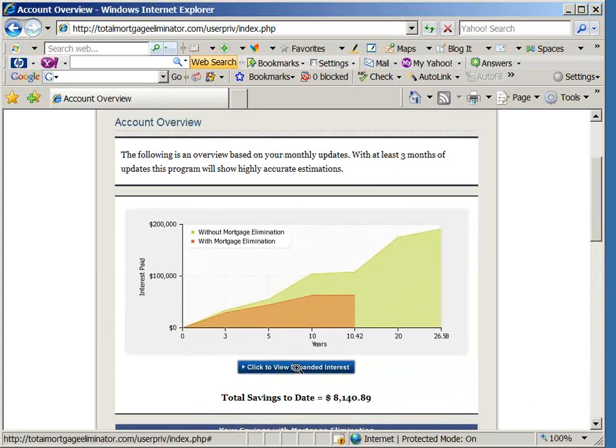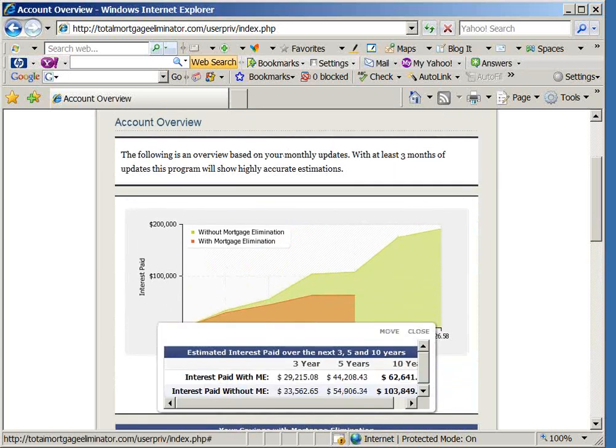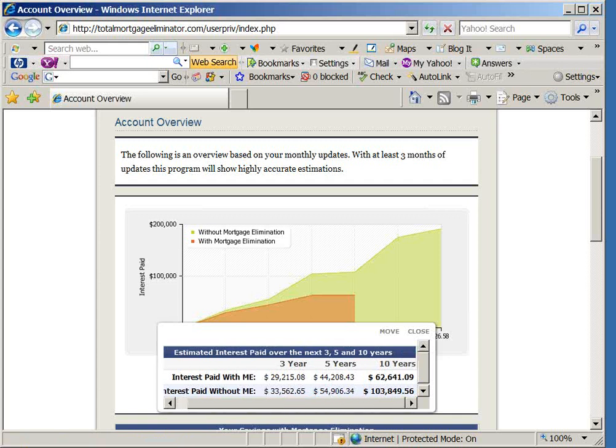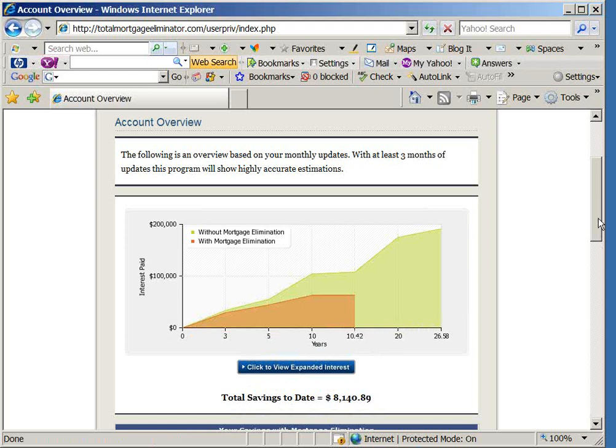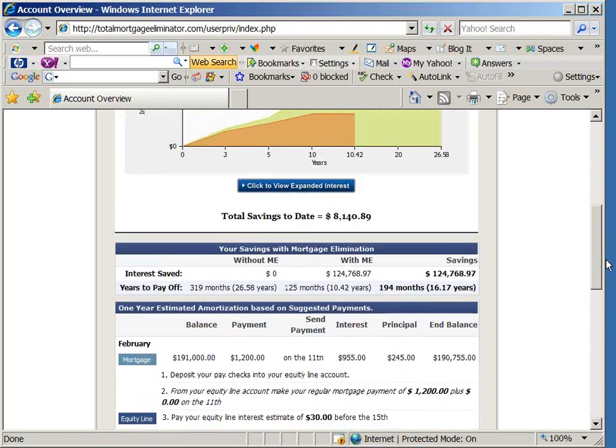Now, if Tom wants to take a look and see how much money he's spending on interest in the future, 3 years down the road, he will have paid $29,000 in interest if he's using your program. Versus if he wasn't using your program, he will have paid $33,562. And so on. We've broken it down for 3 years, 5 years, and 10 years. And as the years go along, the savings become huge. So we just want to give Tom an idea of the value of sticking with the program and continuing to try to follow the program as closely as he can.